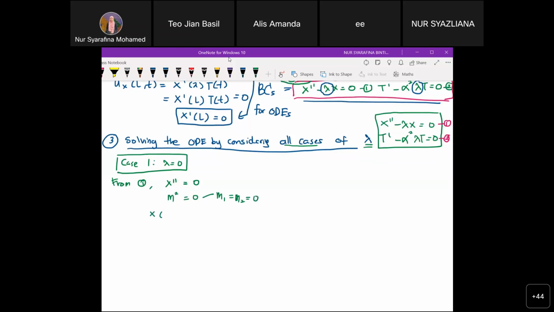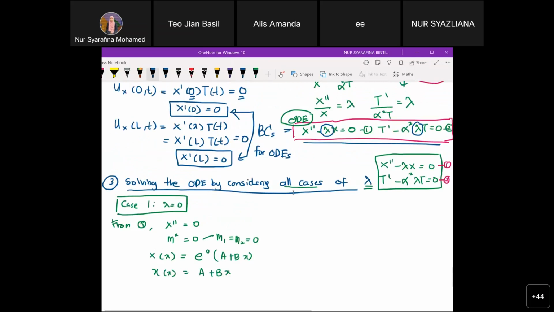And you know that your x solution should have what? Exponent to the power of 0 times a plus bx. So x equals a plus bx. This is how you solve the second order differential equation in chapter 2. You change to the characteristic equation, understand the types of roots and identify the solution. So now you have x equals a plus bx.